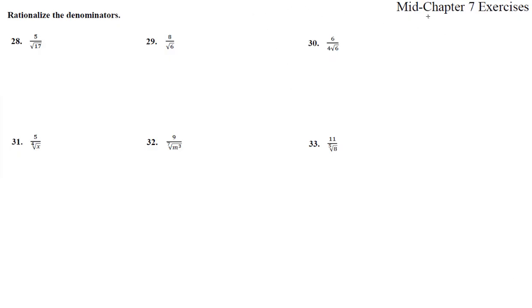Here we are in mid-chapter 7, exercises 28 through 33. It says rationalize the denominators. We remember that to rationalize means to make rational. In this case, these are irrational numbers, so we have fractions, so we get to times anything on the top and bottom that we want to turn these guys back into rational numbers on the denominators, even if the numerators aren't rational.